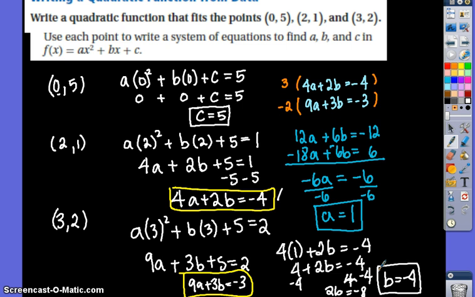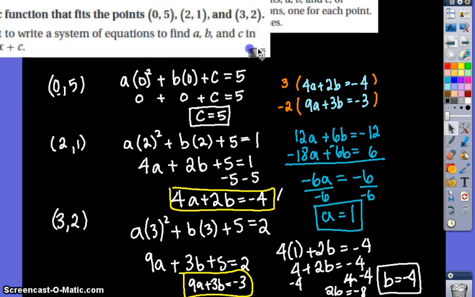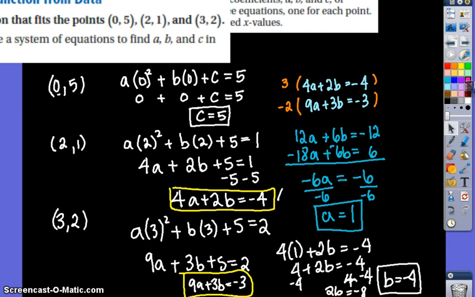Now we can finally write this function. I'm going to go ahead and move this off to the side. I'll do it in a different color here. It's going to be 1 times x squared, which we don't usually write the 1, so just x squared. And then b is negative 4, so minus 4 times x, and then c is positive 5, so plus 5. And that is what f of x is.